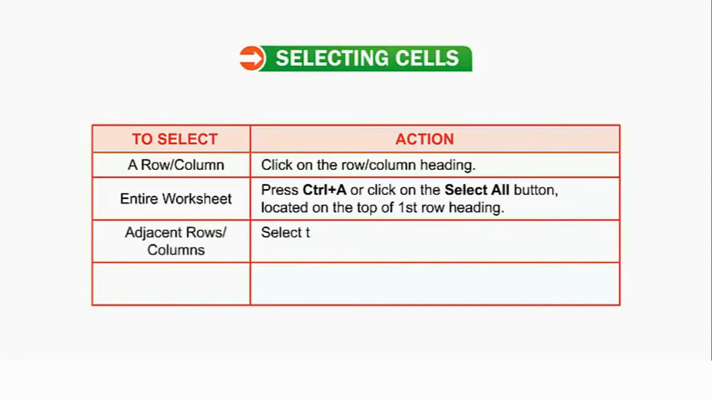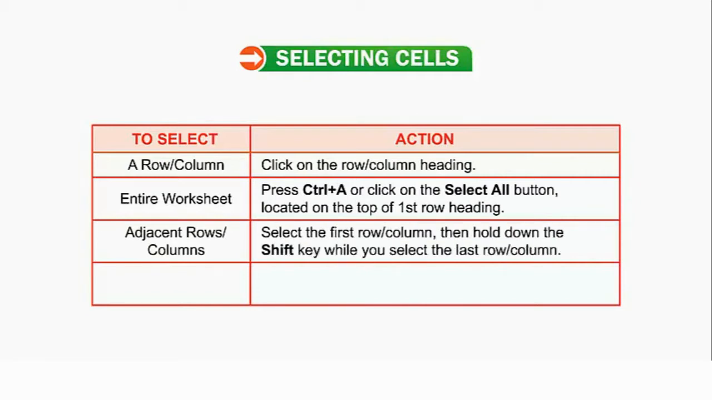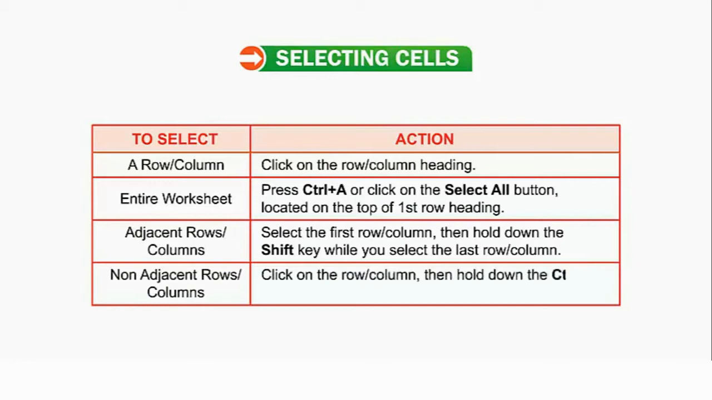Adjacent rows or columns, select the first row or column, then hold down the shift key while you select the last row or column. Non-adjacent rows or columns, click on the row or column, then hold down the control key while you select the other row or column for selection.